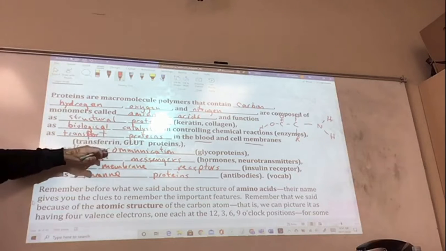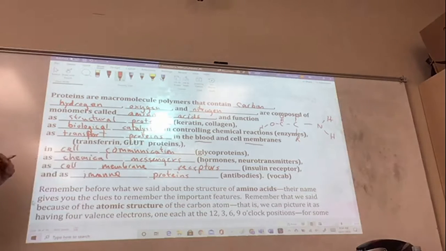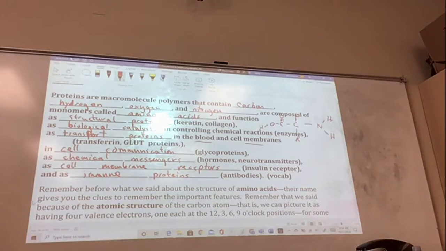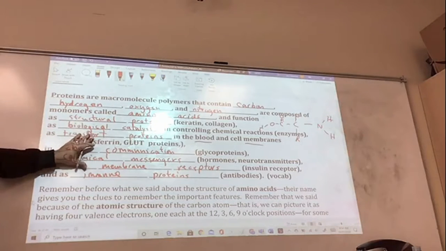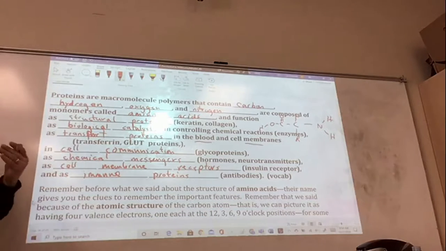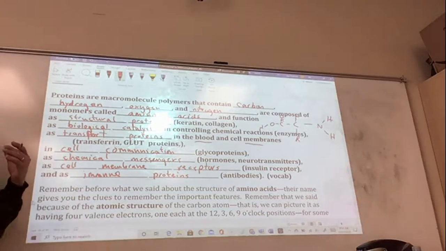And then cell communication you're already familiar with from carbohydrates. Chemical messengers, these are hormones and neurotransmitters. And then cell membrane receptors and immune proteins. And we want to be able to figure out why these things can do the things that they do. All of our other macromolecules aren't really that impressive when you start looking at proteins. Proteins are far more complex. They can do far greater numbers of things than our other molecules do.